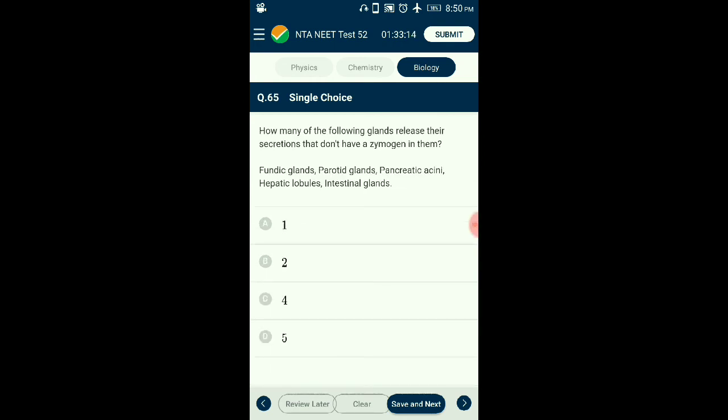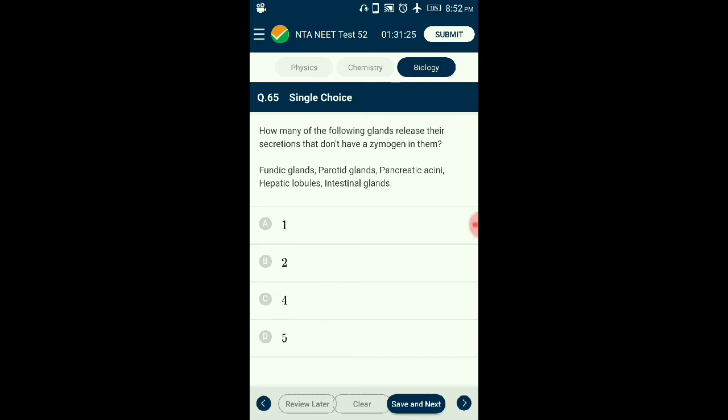Question number 65. How many of the following glands release their secretions that do not have a zymogen in them? Zymogens, or proenzymes, are inactivated forms of enzymes that get activated by certain conditions. Gastric glands secrete pepsinogen. It is a zymogen that gets converted into pepsin in the presence of HCl. Pancreatic acini secrete trypsinogen, chymotrypsinogen and procarboxypeptidases, which are all zymogens.